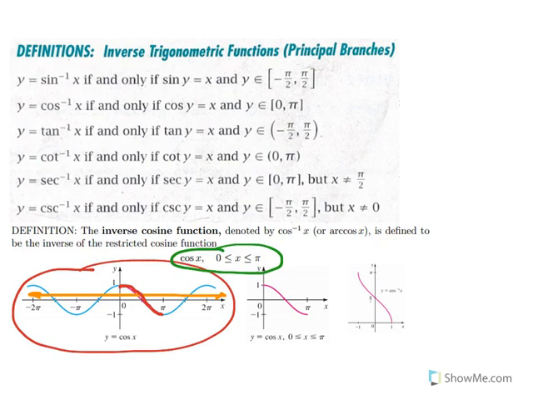So on that restricted domain, it is possible for us to define the inverse cosine function, and that's what we have here. y is equal to the inverse cosine of x if and only if y is the angle between 0 and pi, such that cosine of y is equal to x.